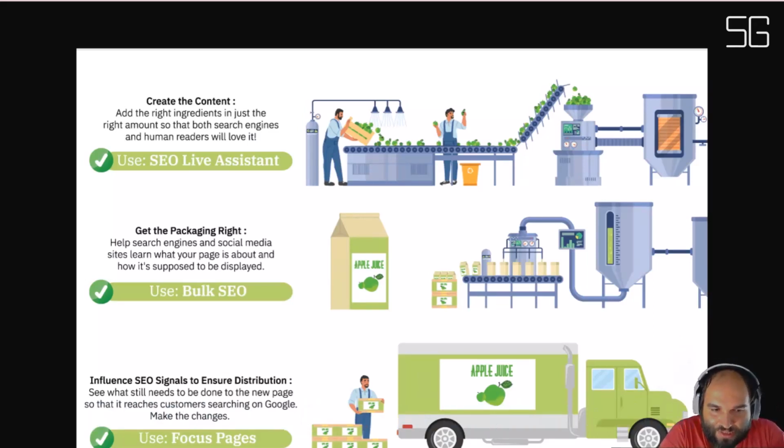So you also need to think about the distribution. If you don't do the distribution, you're not going to make anything happen, and that's where you're going to use focus pages. Because Squirrly SEO has so many features, I think this is the best way to do it. Let's dive into the SEO Live Assistant, see something in bulk SEO, and then try to look at some focus pages and see what we can do.